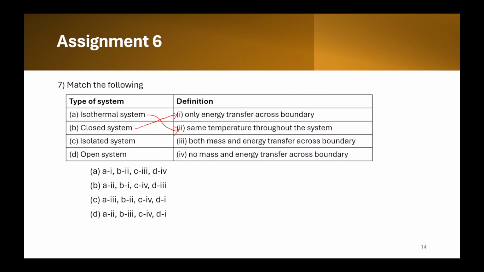Now isolated system, we know that no mass and energy transfer across boundary, and for open system obviously the third option in the right column, both mass and energy transfer across boundary. So again the correct answer is A2, B1, C4 and D3. A2, B1, C4 and D3, again B part.